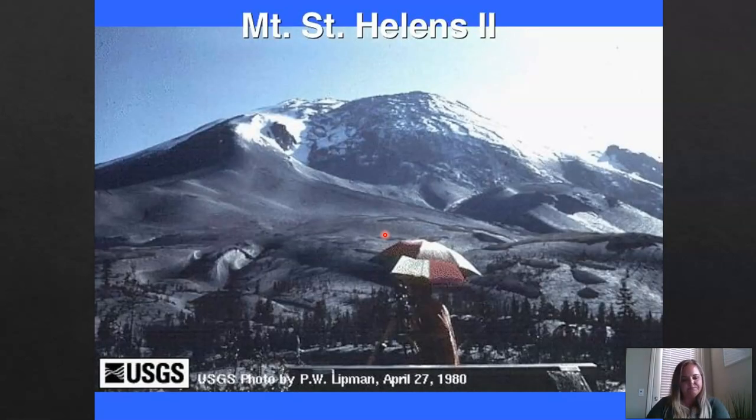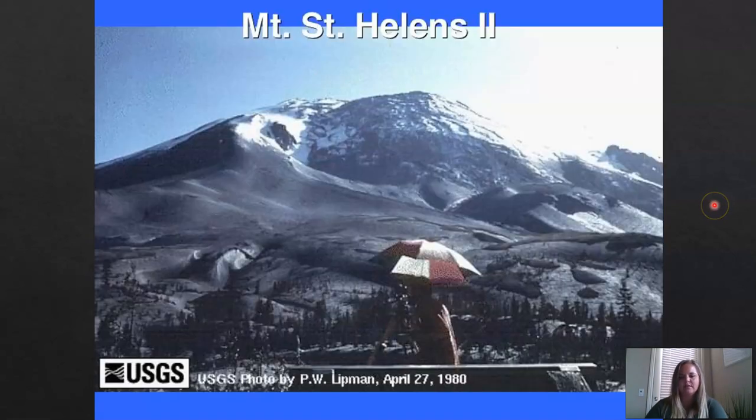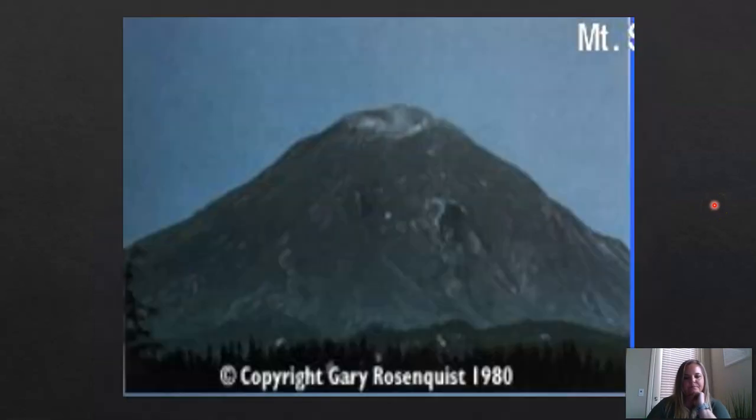This next image has a date on here, April 27th, 1980. This is when the bulge started to form, and scientists started to get a little worried that it was going to erupt, because this is not normal, as you can tell from this image. So this will take you through the eruption. Take a look at what happens.